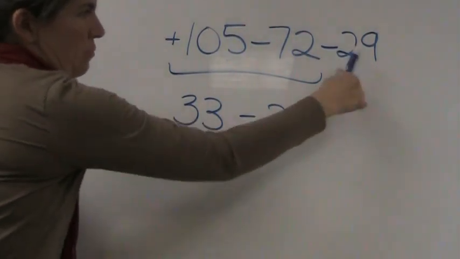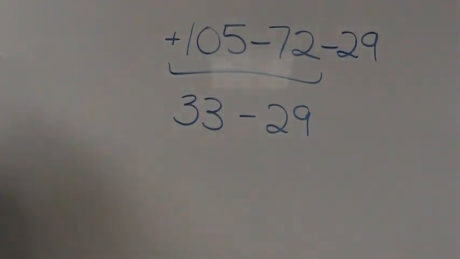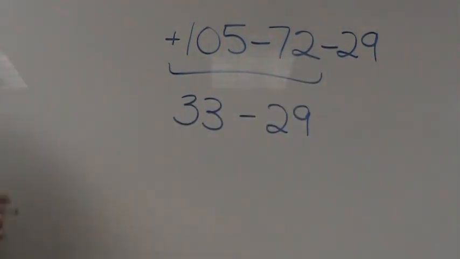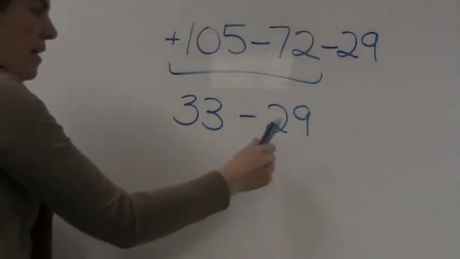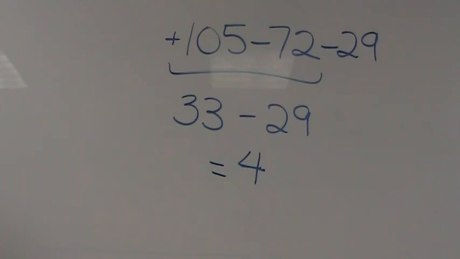And then I'm going to still subtract this 29. So now I have 33. After I withdrew that $72, I still have 33 left. Now I'm going to withdraw another 29. What do I have left? Well, 33 minus 29 equals 4. I have $4 left in my account. Whew, I have stayed above 0. That's a good thing.